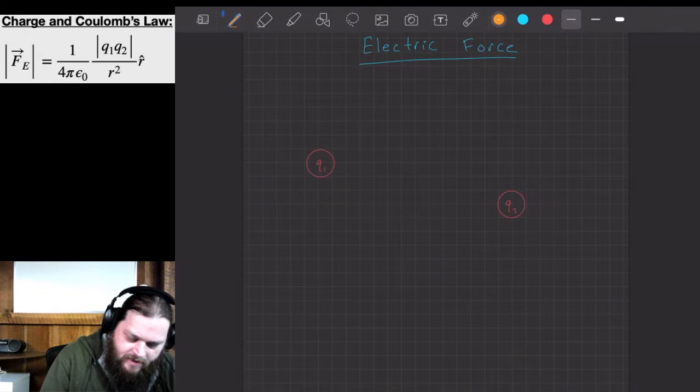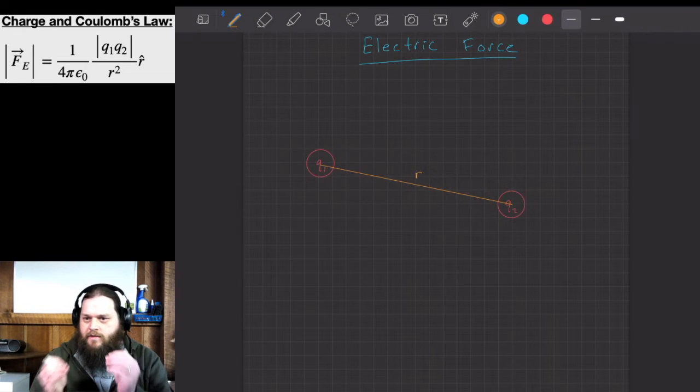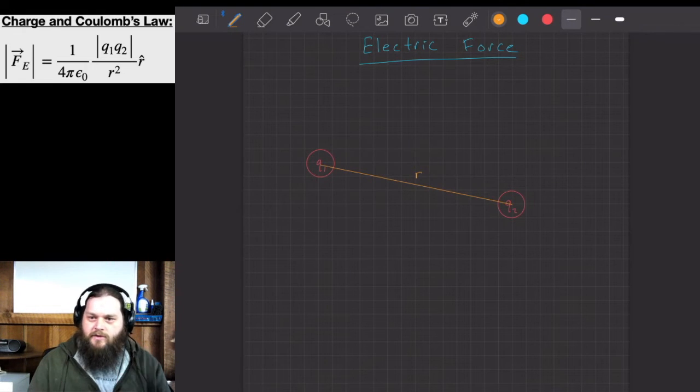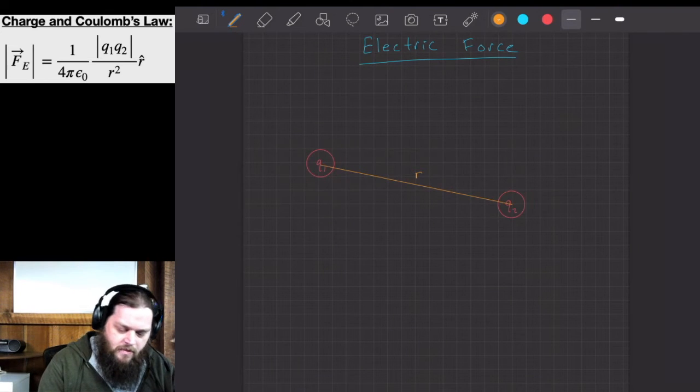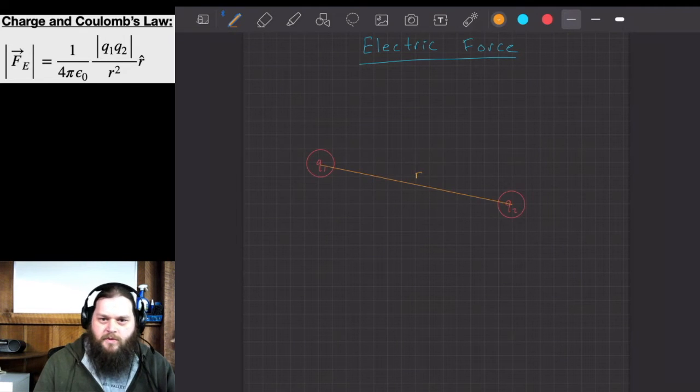There's going to be the distance from the center point to the center point between them. Let's draw a straight line, and I'm going to call that R. It's always the center of the charged particle to the center of the other charged particle that is going to be our distance R. So we can use that equation to find out the force between them.